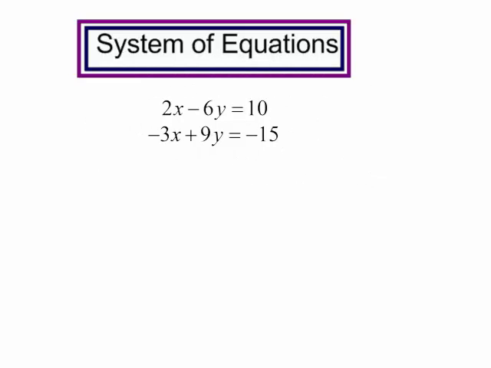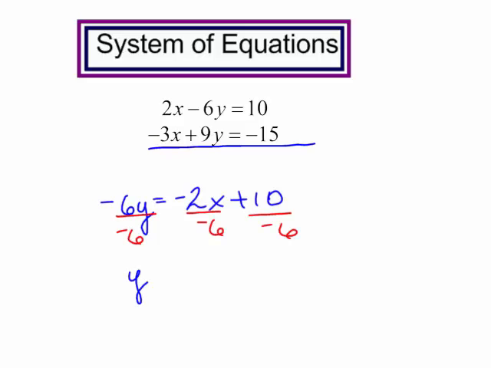How would I put this into my calculator? Well, I would have to solve for y. So very quickly, the first equation, I'm going to solve for y. So I will subtract 2x from both sides. I will now divide everything by negative 6. I will have y is equal to negative 2 divided by negative 6. That's a positive 1/3. And 10 over a negative 6, that will be a negative 5/3. Now let's move this out of the way.